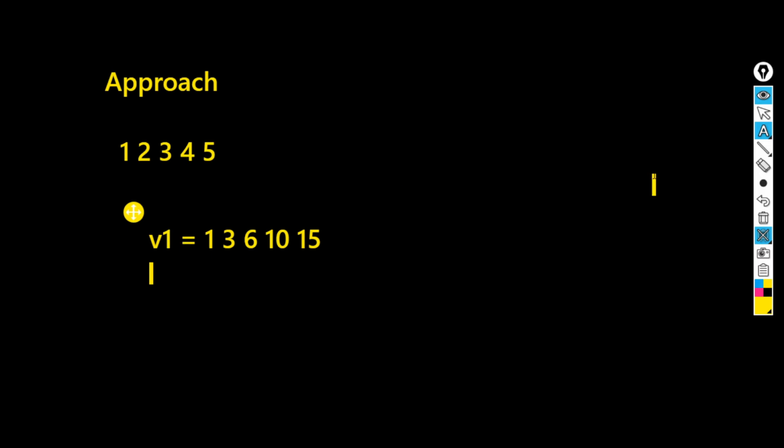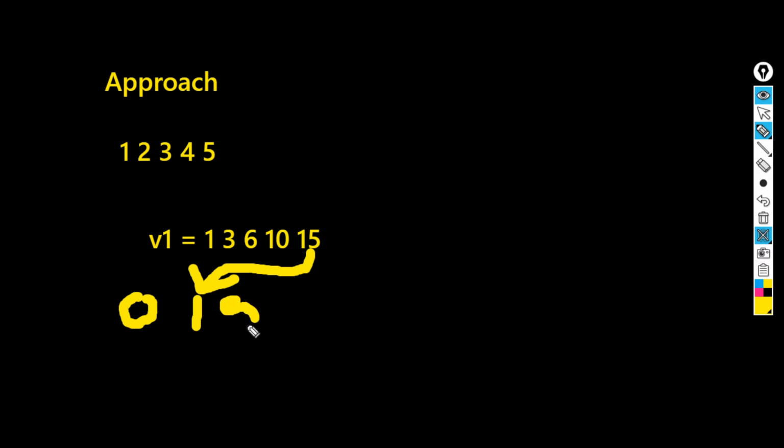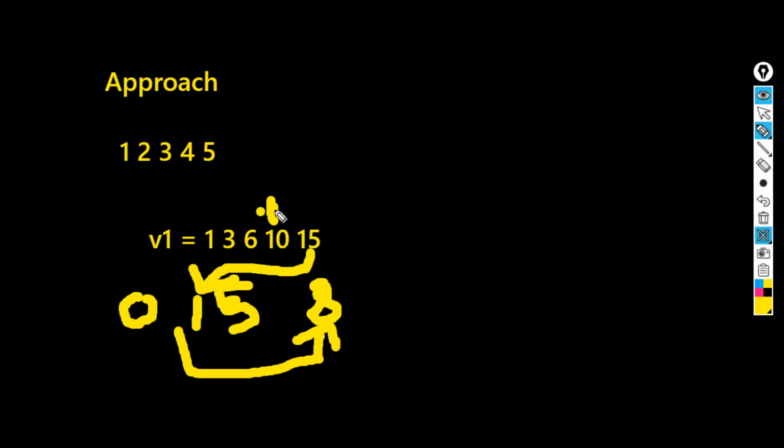Now we will use a random picker which will randomly pick a value from 0 to the last value of v1, so it will pick a value from 0 to 15. Suppose the random picker picks the value 8. Now we will check the upper bound of 8. The upper bound of 8 will be 10, so the index is 3. So we will print that index 3.